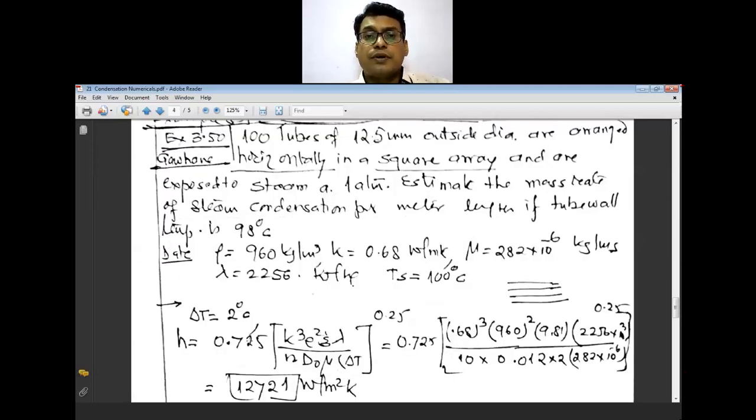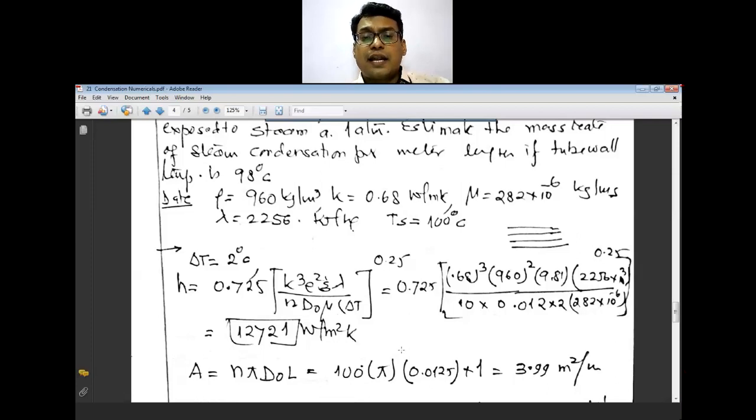In the next problem, 100 tubes of 12.5 millimeter outside diameter are arranged horizontally in a square array and are exposed to the steam. Estimate the mass rate of the steam condensation per meter length if the tube wall temperature is 98 degrees Celsius. Again, the physical properties are given, steam temperature is 100 degrees Celsius. If there are 100 tubes arranged horizontally in a square array, square array means 10 by 10 tubes are going to be arranged.